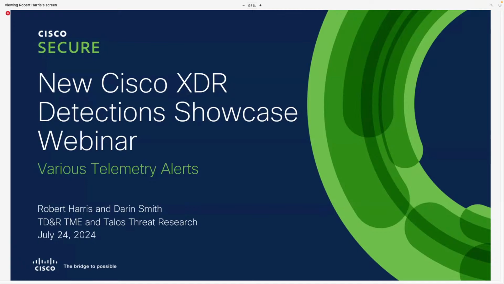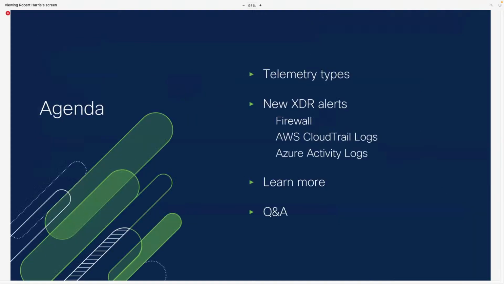And we're going to look at a variety of different telemetry sources that are driving those alerts. We're going to start off here. I'm going to tell you the three different types of telemetry sources that we're going to be looking at. And then we're going to do a deep dive into those new XDR alerts. So we've got 4 different alerts we're going to highlight here today. One of them is coming from firewall telemetry. 2 are coming from AWS CloudTrail logs, and the 4th and last one is coming from the Azure activity logs.